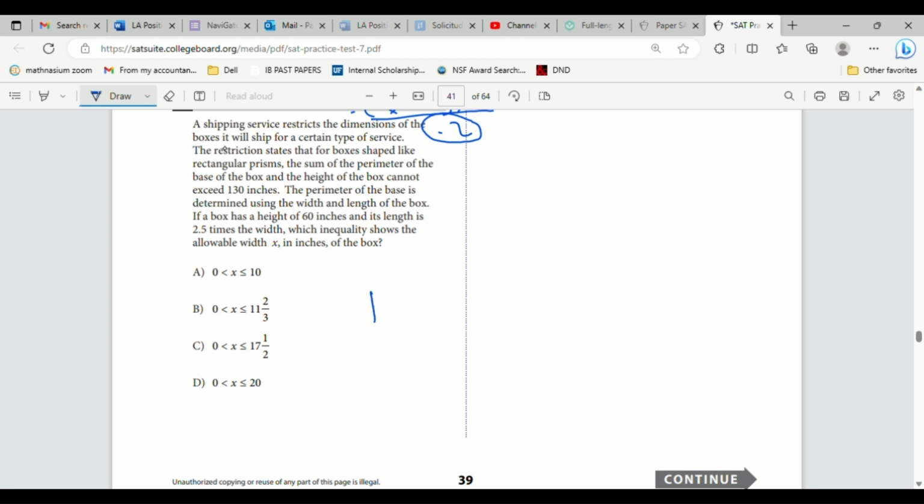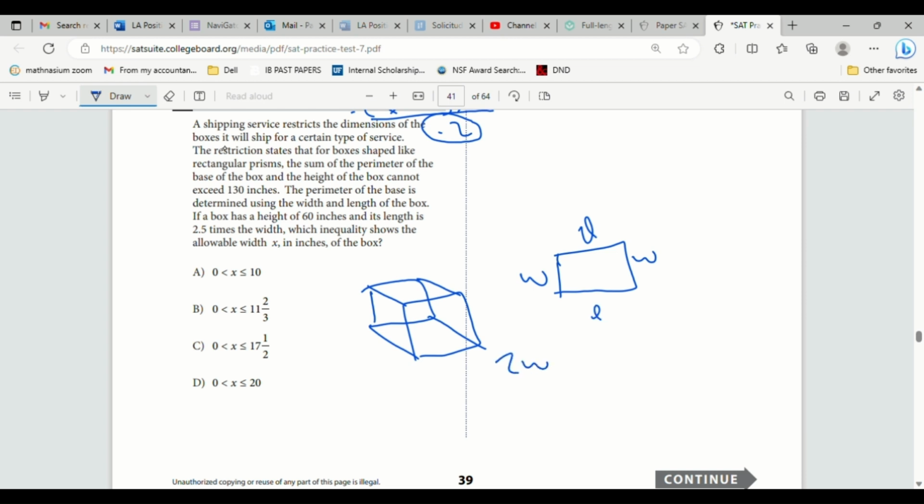So we can quickly draw out a box to try to see what they're saying. So the restriction is that the sum of the perimeter of the base of the box and the height cannot exceed 130 inches. So the base is a rectangle, which means that the perimeter is the 2 widths plus the 2 lengths. So 2 times 2 widths plus 2 lengths plus the height cannot exceed, so is less than or equal to 130 inches.